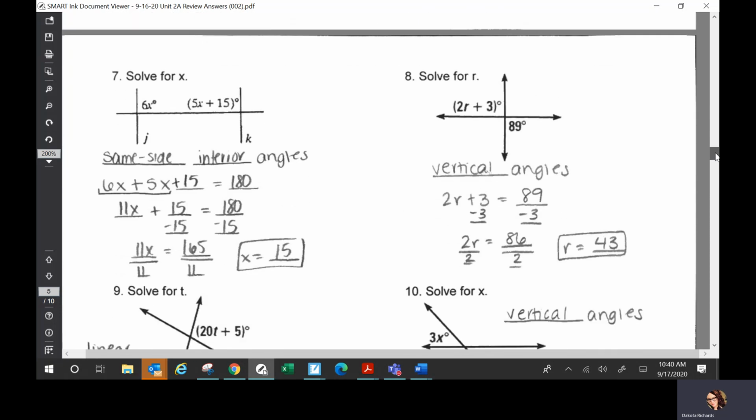Yep, you are finishing the entire packet today. We have one more page to go over here, and then you will get started on your work. So number 7, those are same side interior angles. Same side, either interior or exterior, they add to 180. So you set that up as 6x plus 5x plus 15. So those two added together equal 180.